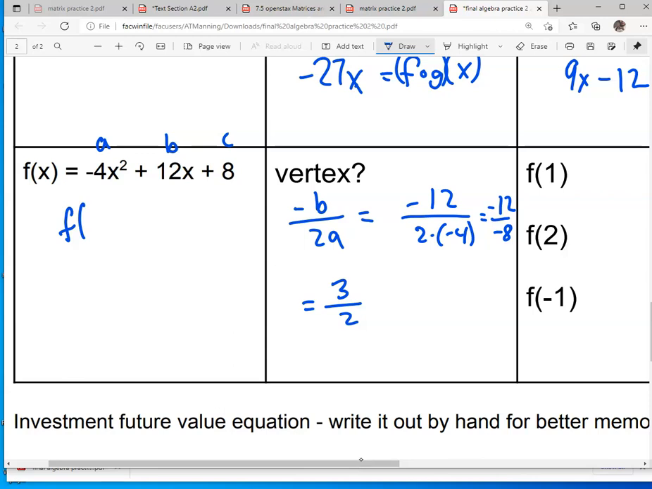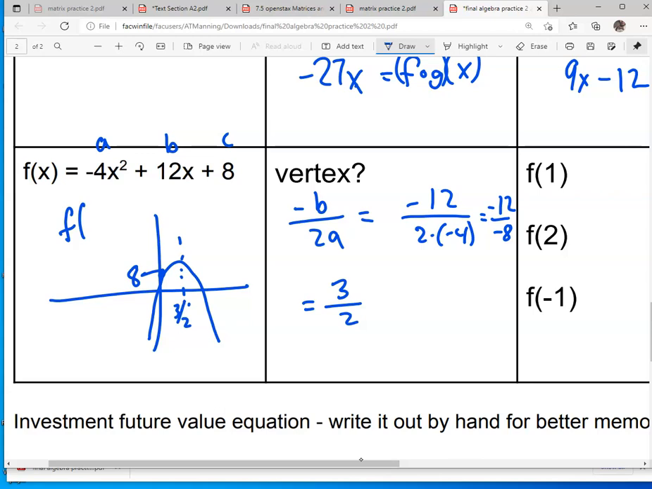If I just want to write out in general, that's going to be some parabola. Since I'm multiplying by a negative value, it's going to be going down. When x is 0, I'm going to get 8 out of it, so I know it's going to cross here at 8. Well, not about 8, exactly 8. And the vertex is at 3 halves, 1.5.